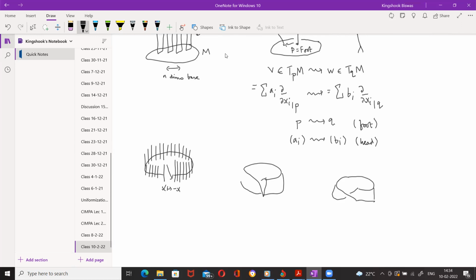Sir, up to isomorphism, are there only two? Yes, there are only two rank 1 vector bundles on the circle: the Mobius strip and the product, the trivial bundle. Yeah, that's right.